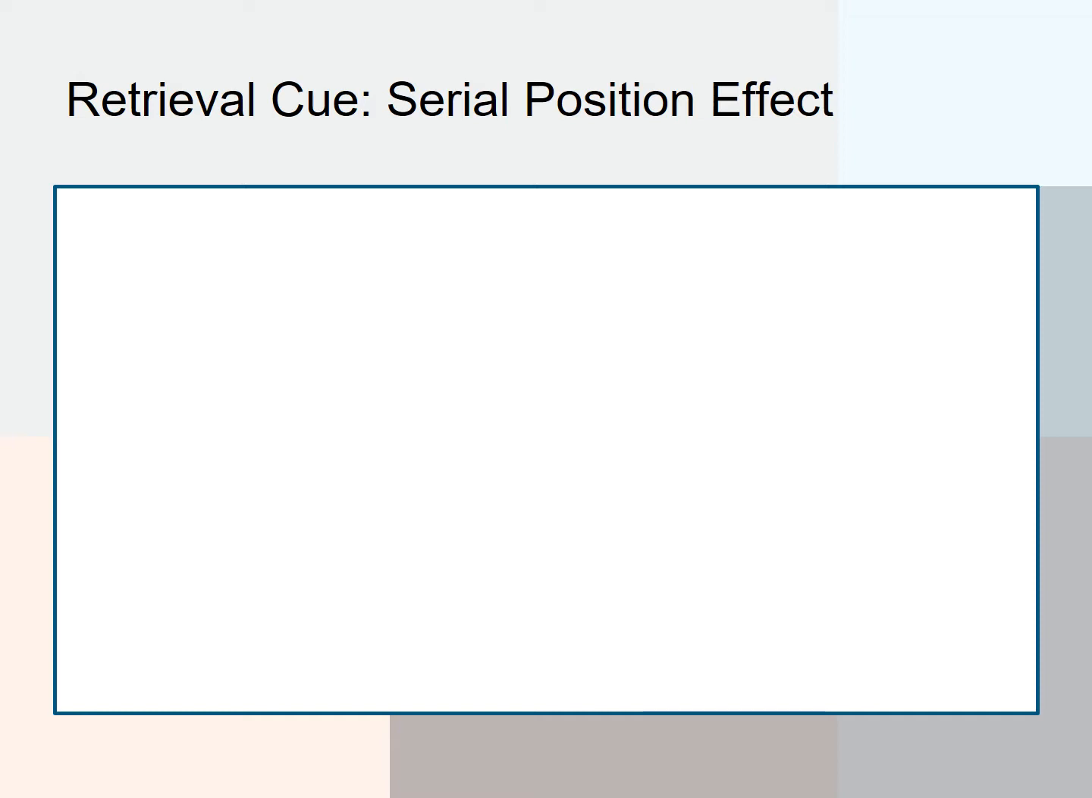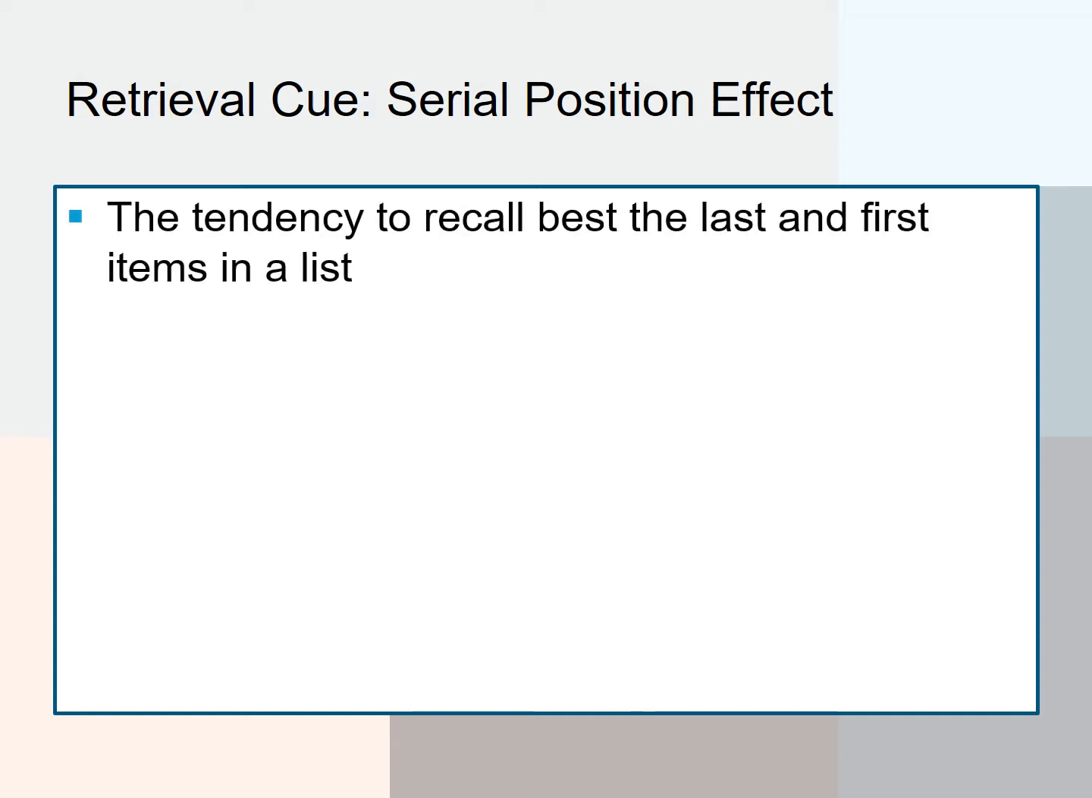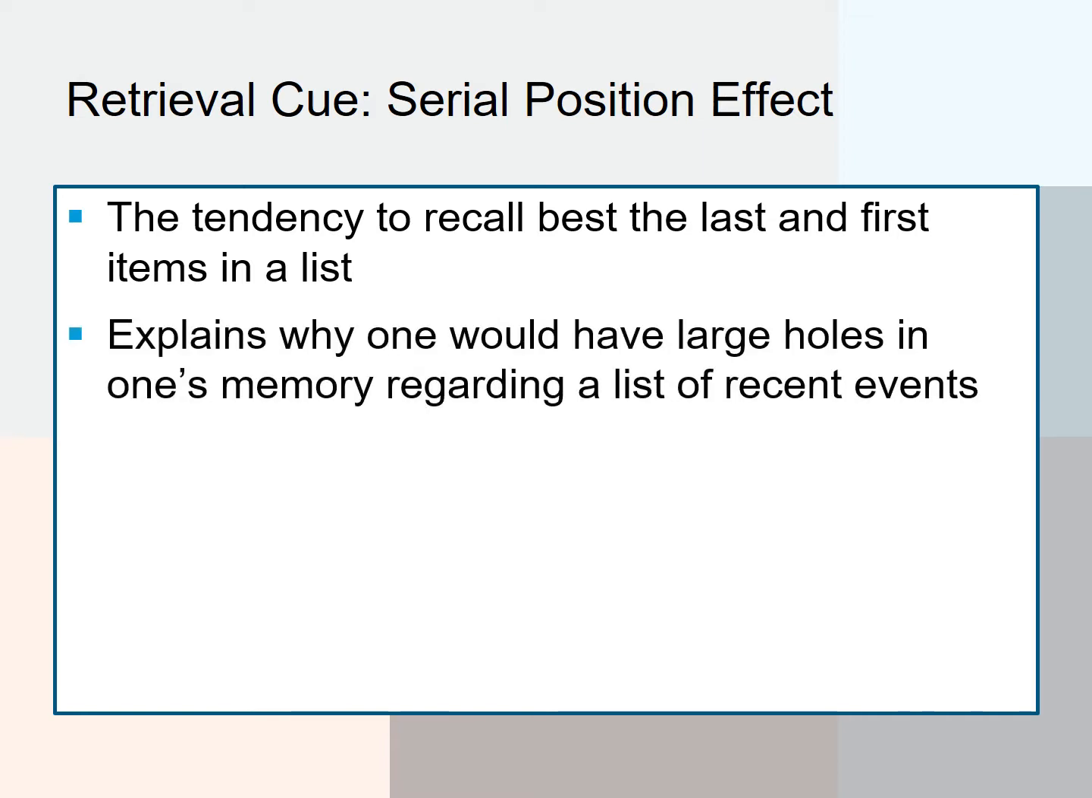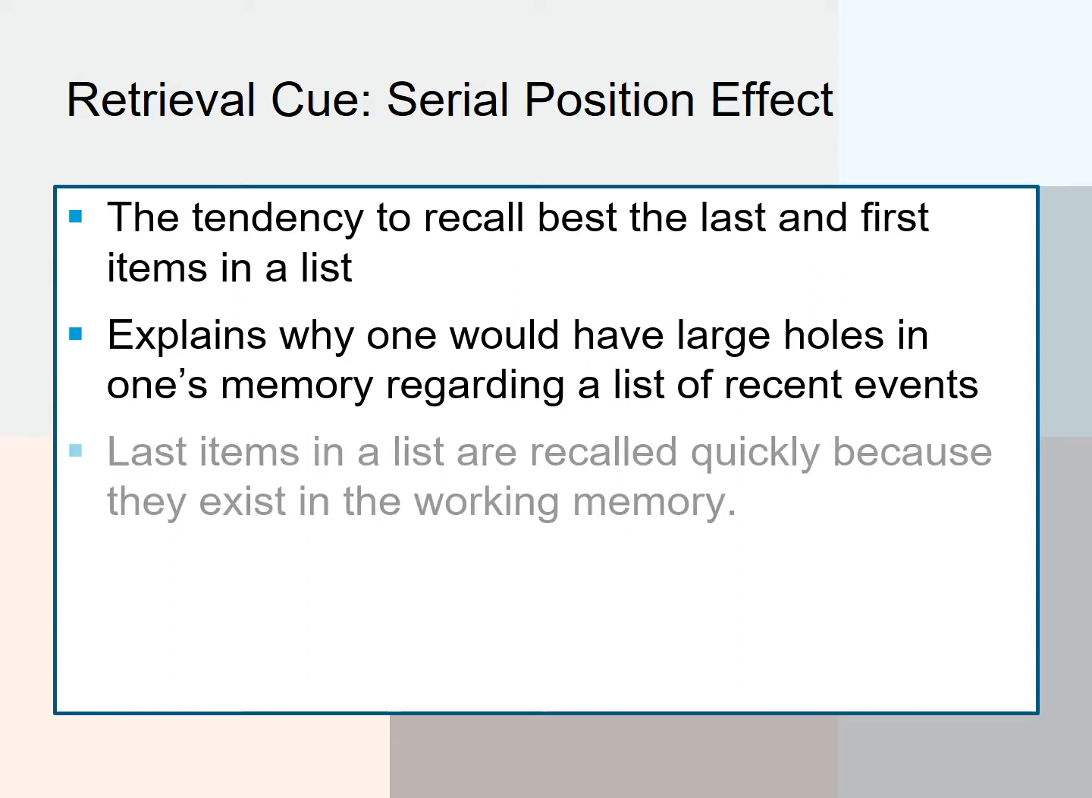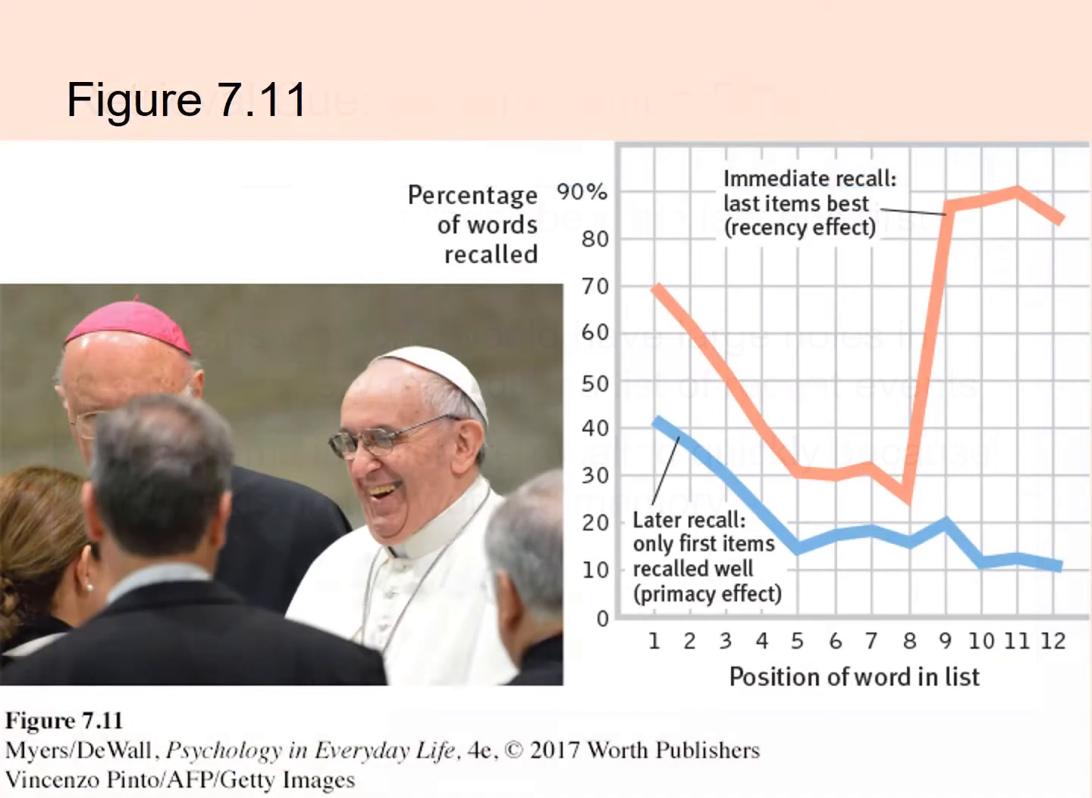Retrieval cues and the serial position effect. So there's a tendency to best be able to recall the last and the first items on a list. This explains why one would have large holes in one's memory regarding a list of recent events. Last items in a list are recalled quickly because they exist in the working memory. Time hasn't passed as much, so they're more active.